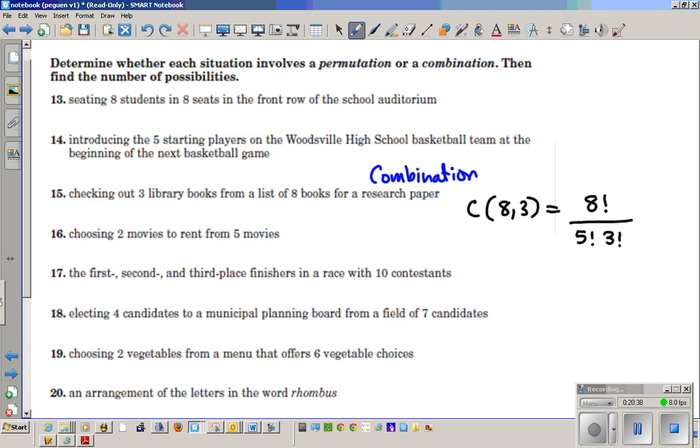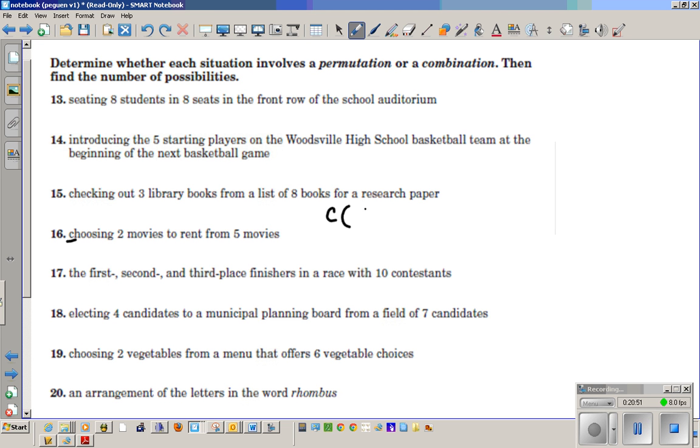Alright, let's move on to number 16. You're choosing 2 movies to rent out of 5. See the key giveaway word there? Choose. Anytime you see choose, you know it's combination automatically because you have freedom to choose. So it's C(5, 2). And that's basically going to be 5 factorial divided by 5 minus 2 factorial times 2 factorial. That's basically 5 factorial over 3 factorial, 2 factorial. And you can work that out.